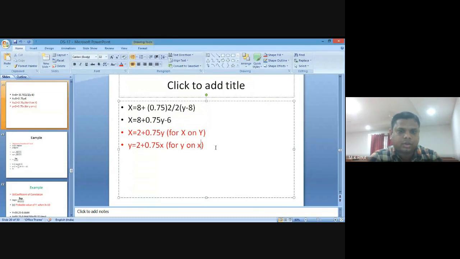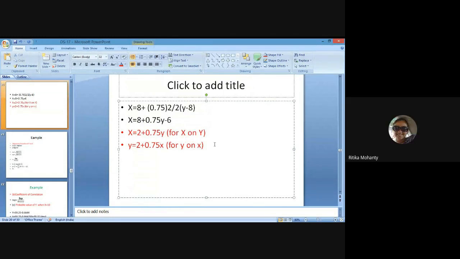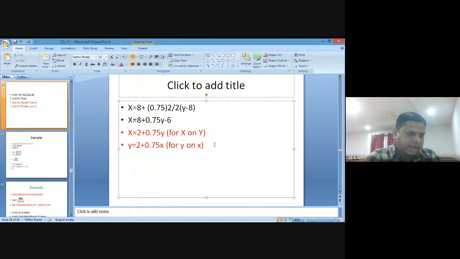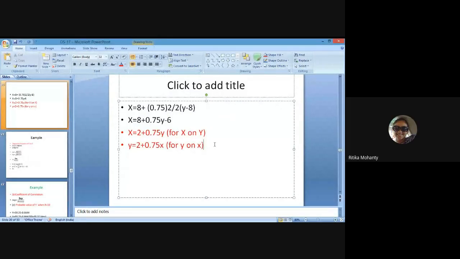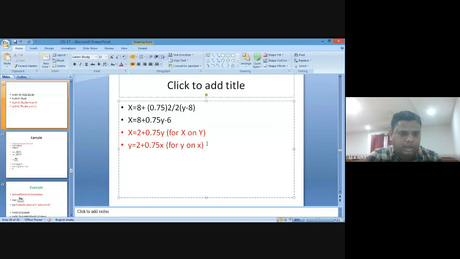In the second part, find the coefficient of correlation, we already got the value 0.75. In the third part, we need the probable value of y on x. Which equation do you use? Y on x, so the second equation can be used. The data is given: x is equal to 10. Put the value of x in the second equation, and y equals 9.5.